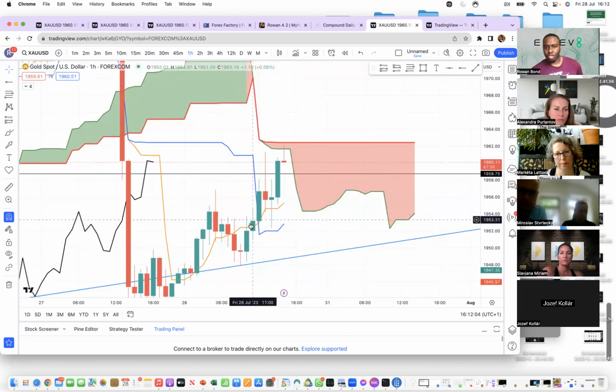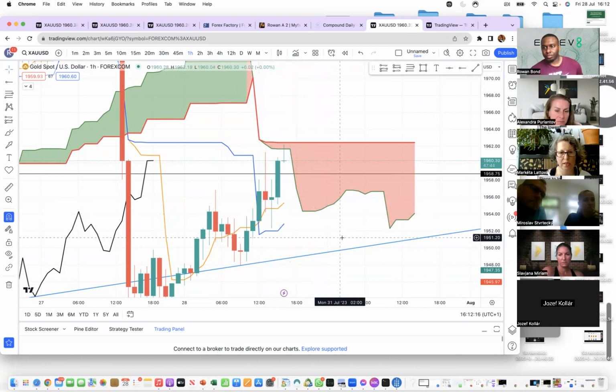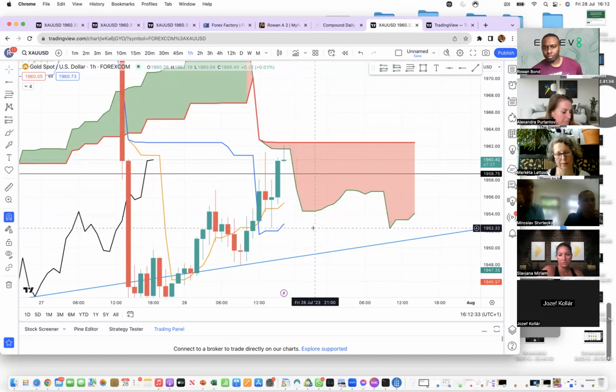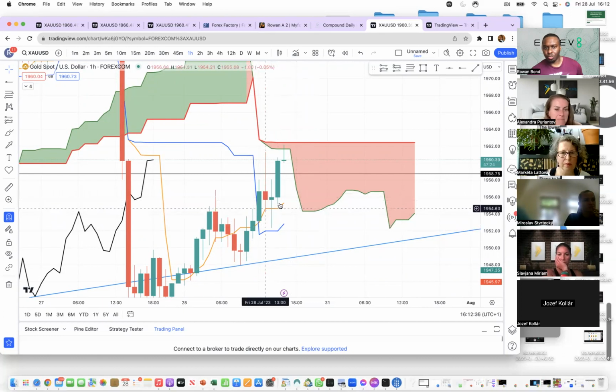So you see that it's crossed over here, orange and blue. This was the confirmation that price is going to buy today. And you see it uses it as support. This one tried to use the baseline, the blue one, as support. Can you see that? These two use the orange one, and this candlestick uses the blue one as support.